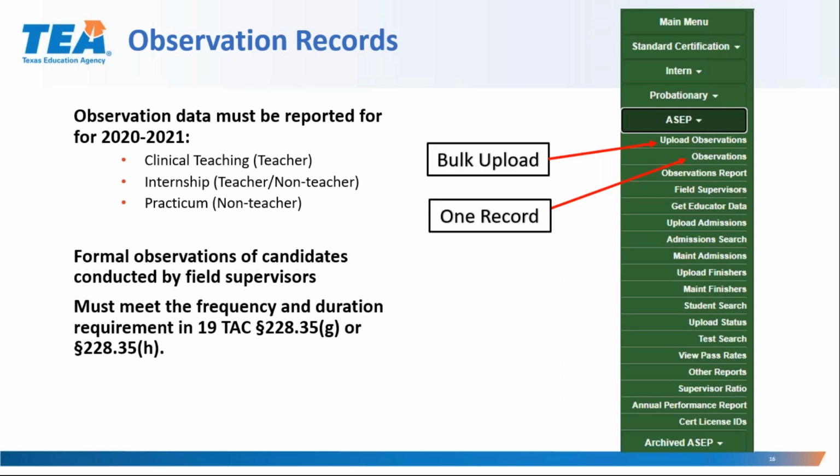Similar to the other records reported in ASEP, the observations may be reported either manually for an individual using the observations link, or for multiple candidates by populating their data on a CSV file and uploading via the Upload Observations link.